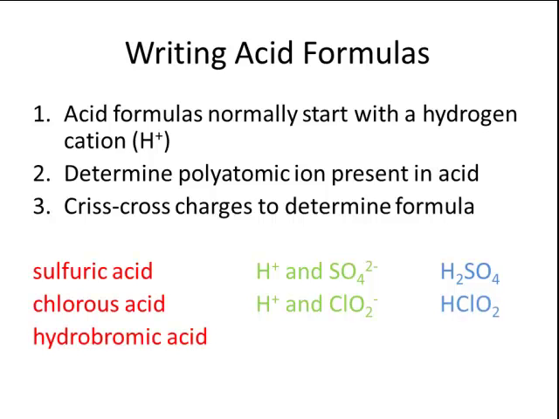And finally, hydrobromic acid. Because I have the prefix hydro, I know that that is a binary acid. So I'm only going to have hydrogen and bromine. Again, both of these have a charge of 1, so I need 1 of each, and I get the chemical formula HBr.